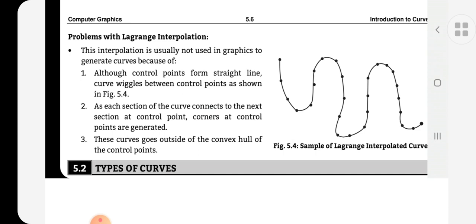Then the problems with Lagrange interpolation in the Lagrange interpolated curve are here.